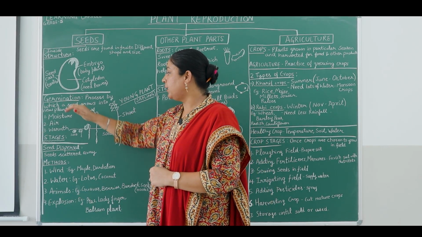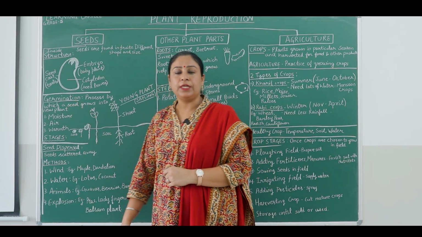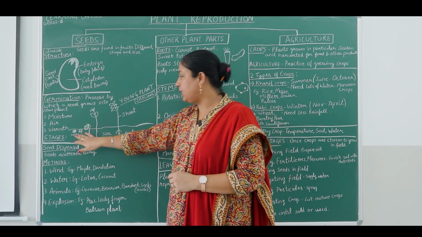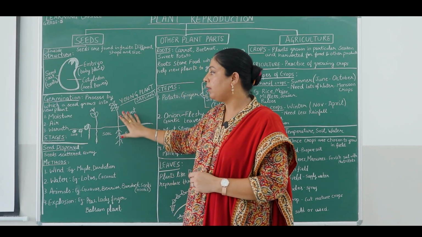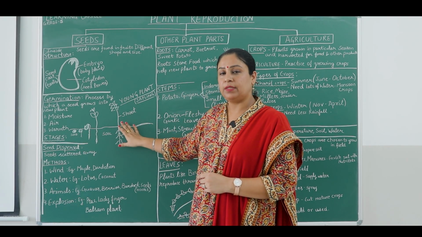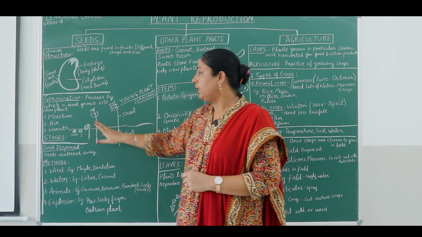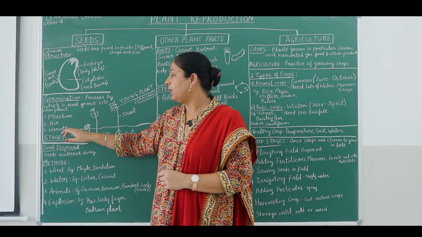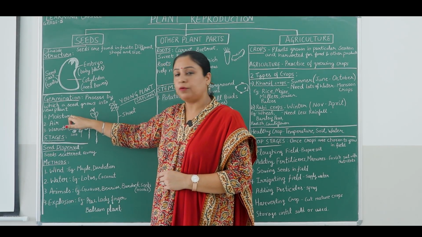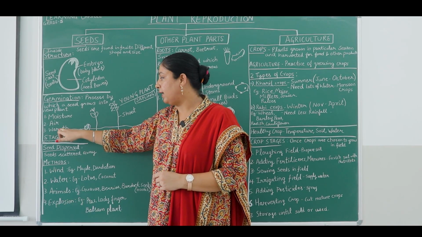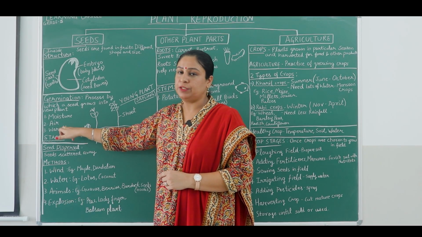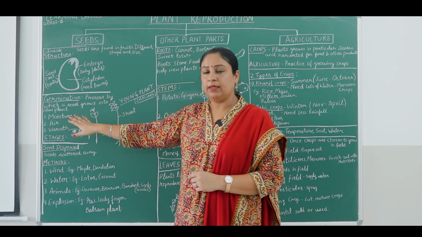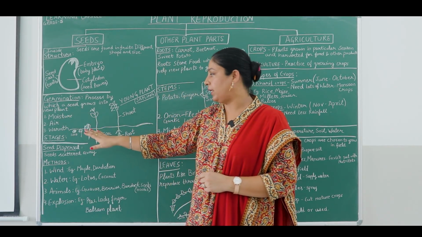Now we will see the germination process. The germination process is the process by which a seed grows into a new plant. So that process is known as germination. There are three conditions for germination to happen. The plant needs the right amount of moisture, air and warmth, then it will germinate. If any one of these three is missing, the seed will not germinate.